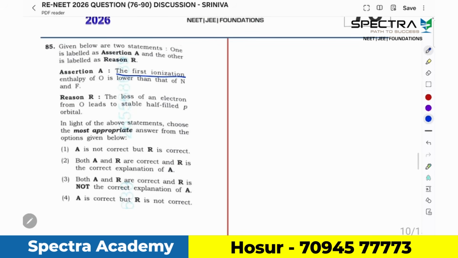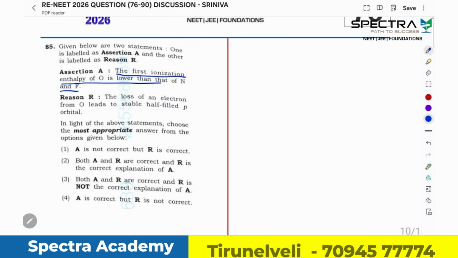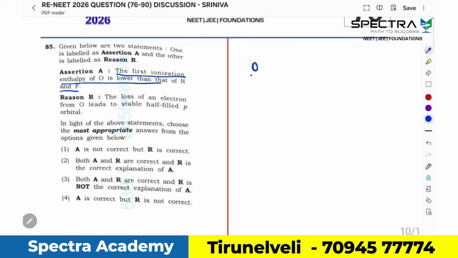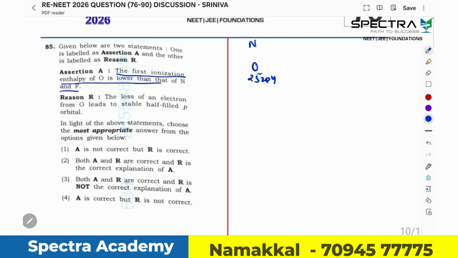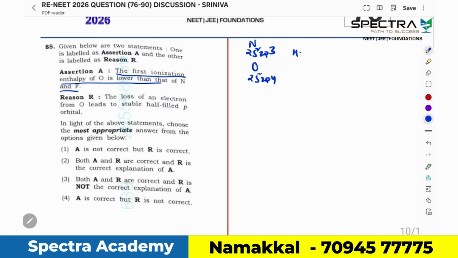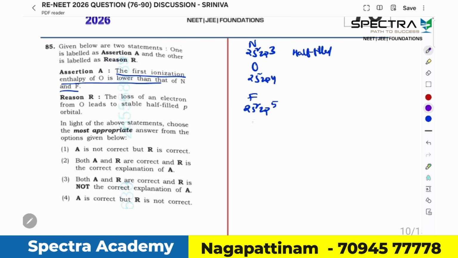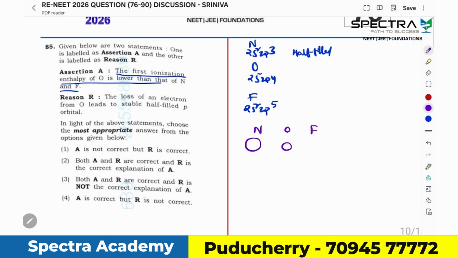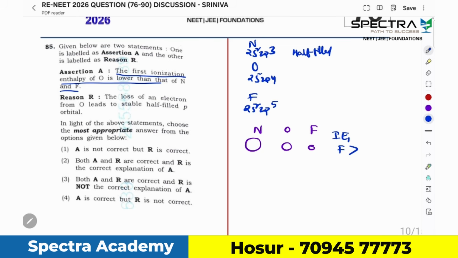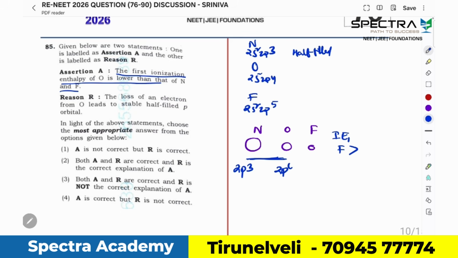85. The first ionization enthalpy of oxygen is lower than nitrogen and fluorine. Yes, oxygen's electron configuration is 2s2 2p4, nitrogen's is 2s2 2p3, half filled, and fluorine's is 2s2 2p5. Across a period from left to right, atomic radius decreases, so ionization enthalpy increases for fluorine. But between nitrogen and oxygen, because of the half-filled configuration, nitrogen is higher than oxygen.